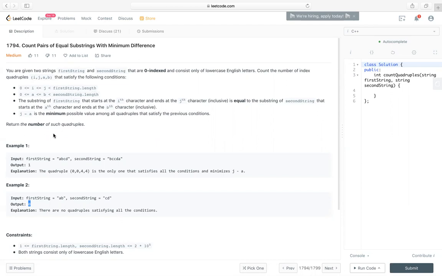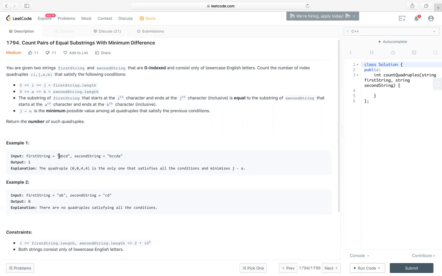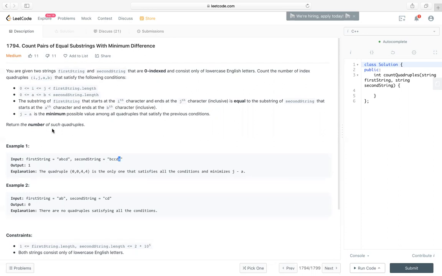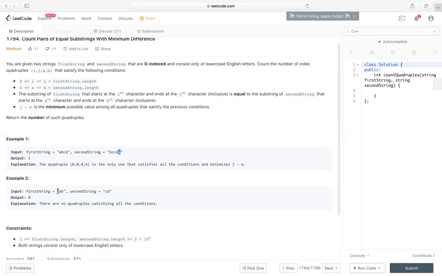So we need to return the number of such quadruplets. Okay, let's take a look at example one. For example one, the quadruplet is 0, 0, 4, 4. 0, 0 means we pick this A in the first string. 4, 4 means we pick this A of the second string. So there is only one such quadruplet that satisfies the above conditions, so we return 1. For the second example, we find they don't even have overlapping characters, so 0.